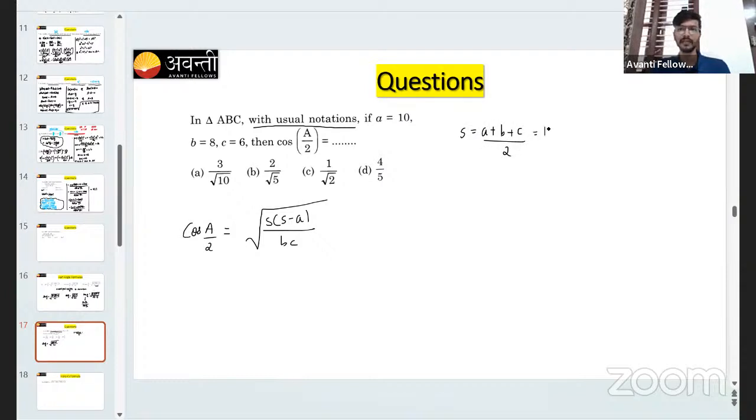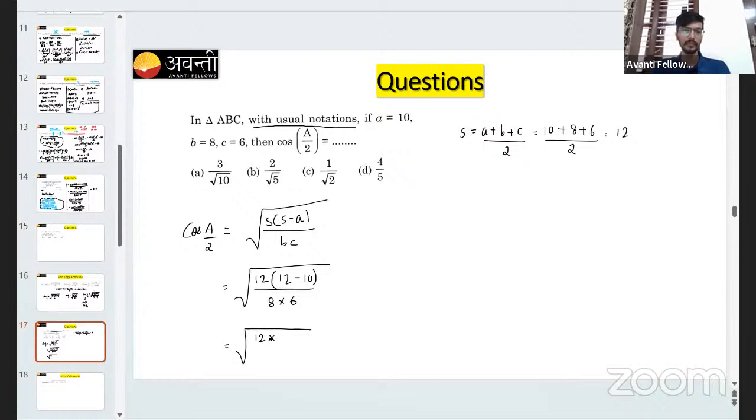सो यहाँ पे a कौन है? 10 plus 8 plus 6 upon 2. सो आई गेस 14 plus 24, 12 आ रहा है. राइट? कैलकुलेशन ऐसा लग रहा है होने वाला है. सो under root of 12 into 12 minus 10 upon 8 into 6. सो ये क्या गया? Under root of 12 into 2 upon 8 into 6, 48 आई गेस.